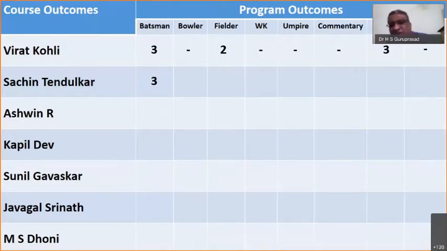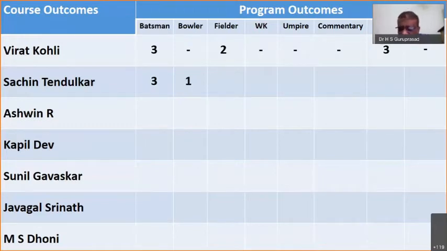Mapping to an extent of 1? Many of you are telling 1 is okay. Yes, we can map Tendulkar to an extent of 1. Carefully understand, Tendulkar has enough evidence to be mapped to bowler, but not to an extent of 3. Some of you are telling 2 also, but whenever there is a conflict between 1 and 2, that can be resolved by discussions.